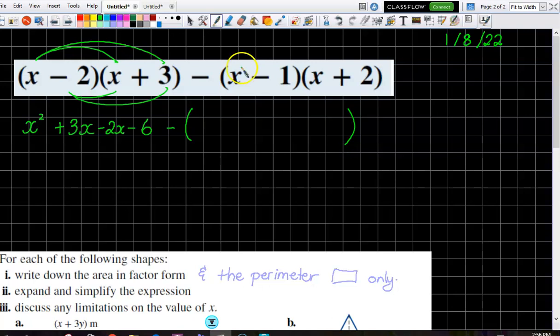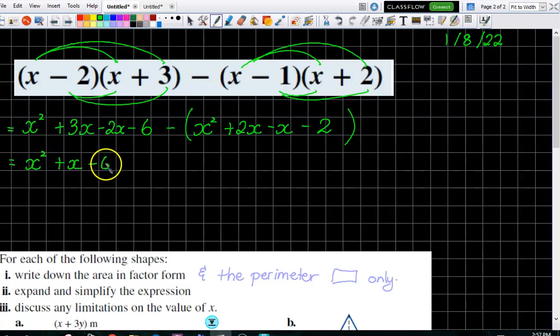Right? And now, again, we expand this as per usual. X times x. X squared. X times 2. This is no new information to us at all. Correct? Nothing new. Minus 1 times x is minus x. Negative times a positive is a negative 2. But hopefully you see now why those brackets are important. So we've got x squared, 3x take 2x is an x, take 6.